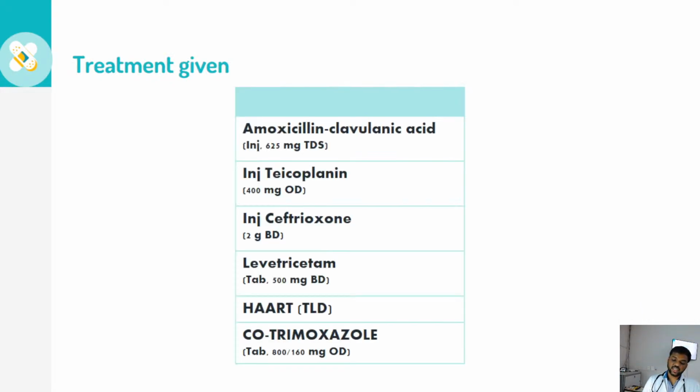Then treatment was started. Initially, he was given amoxicillin and teicoplanin for the bacteremia, to which the patient had some initial response. But after confirmation of syphilis, we treated him with ceftriaxone. Levetiracetam was started for seizures, and the retroviral disease was treated with highly active antiretroviral treatment, and PCP prophylaxis was given along with it.